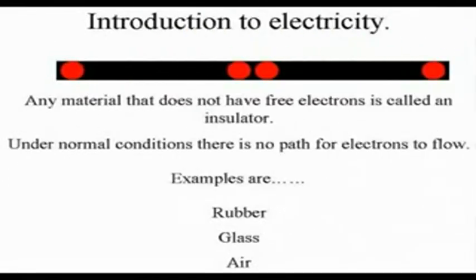The opposite of a good conductor is an insulator. An insulator is any material that does not have a good path, or it doesn't conduct real well the flow of electrons. They do not have a lot of free electrons present to allow that flow. Some good examples of insulators are rubber, glass, and air.